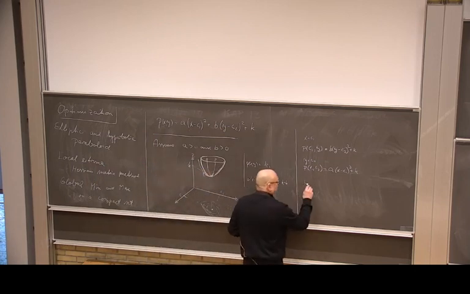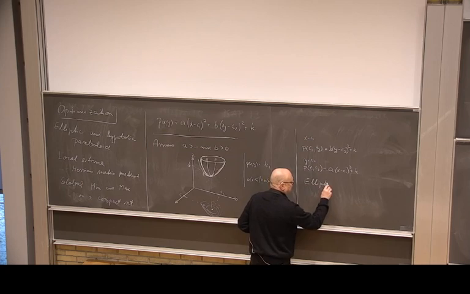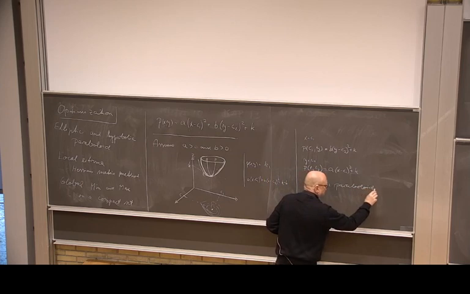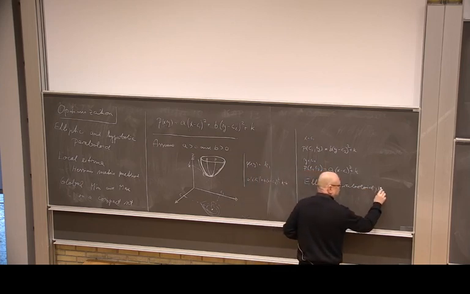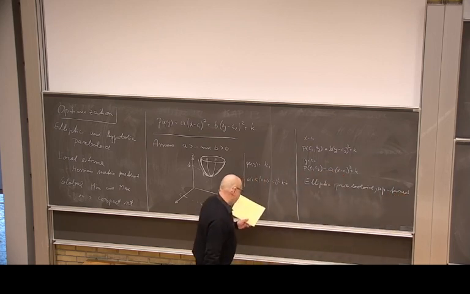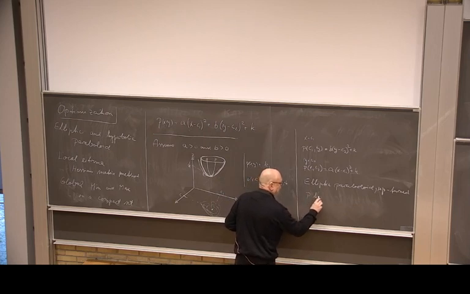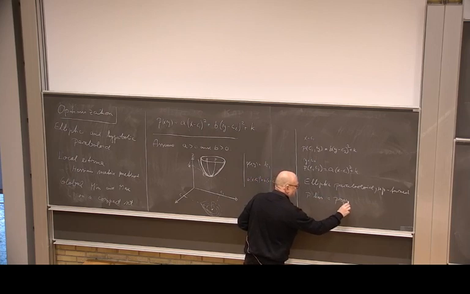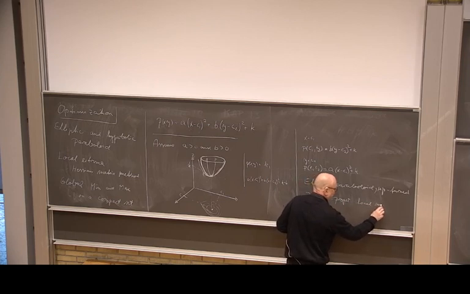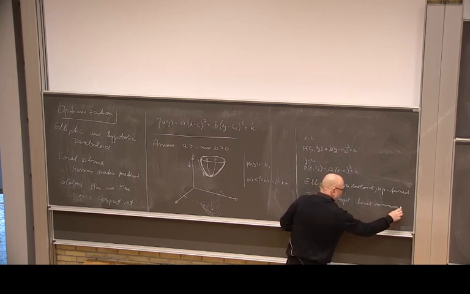So I just write what the result is. It's an elliptic paraboloid, and it's upturned. And P has a proper local minimum in c1, c2.